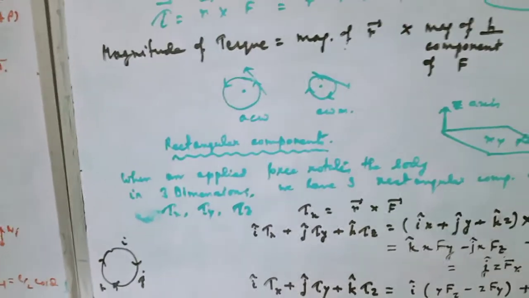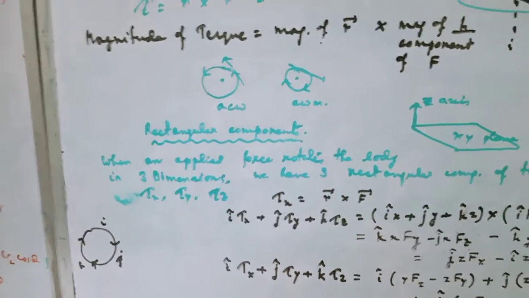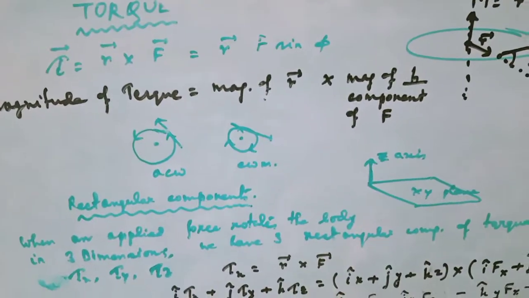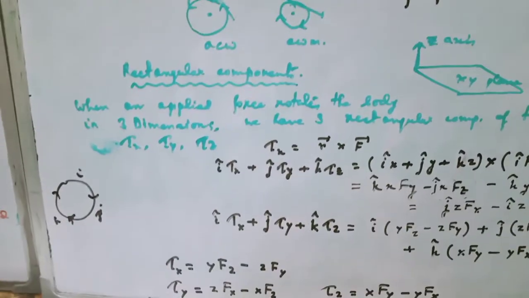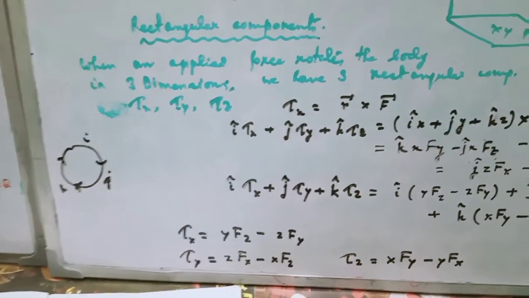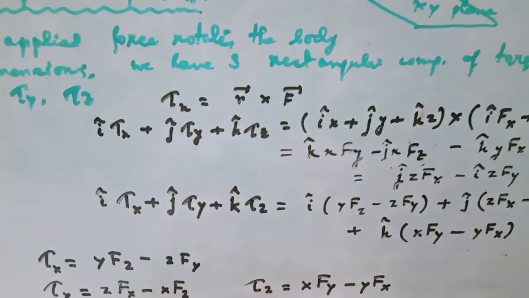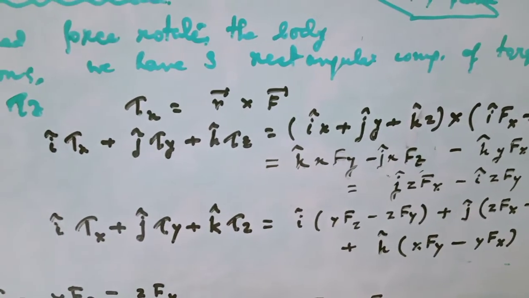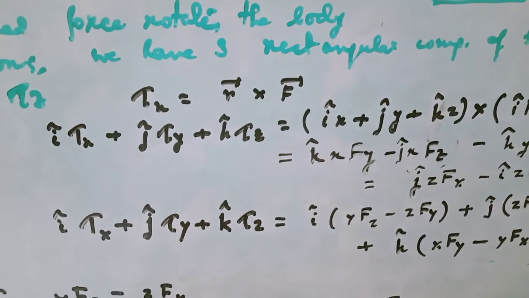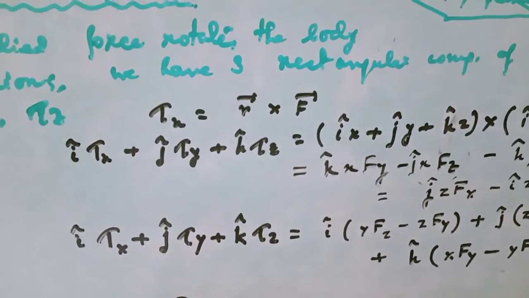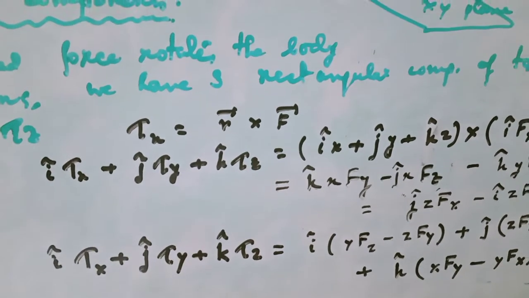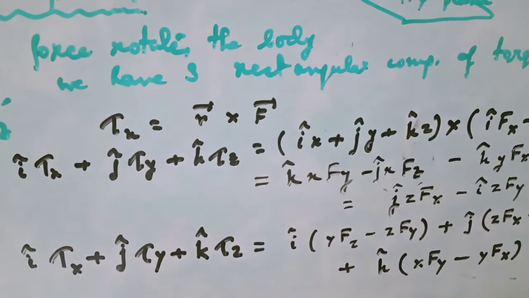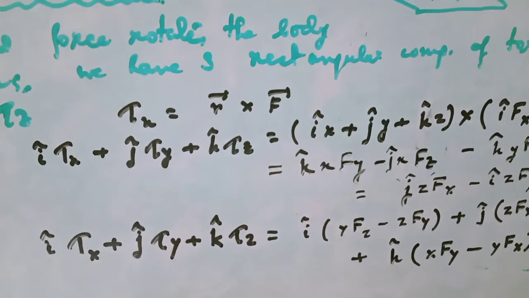Now when an applied force rotates the body in 3 dimensions, we have 3 rectangular components of torque: tau x, tau y, tau z. We have to find all 3, tau x, tau y and tau z, in this manner. Tau is r cross F, that means tau is i cap tau x, the unit vector along the x axis, plus j cap tau y, the unit vector along the y axis, plus k cap tau z, the unit vector on the z axis. This is all about tau.